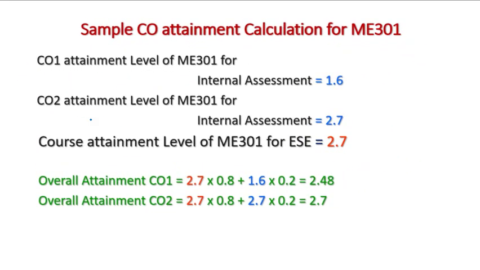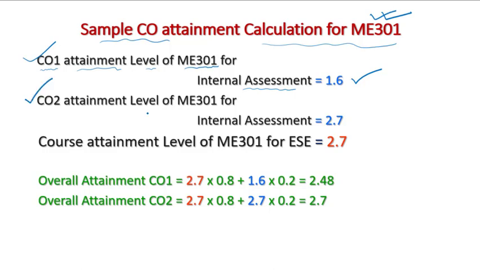Now the sample calculation for this subject. We are considering this subject only. So you can rewind this video and you can see that the CO1 attainment level for this course in internal assessment was 1.6 for CO1, and CO2 attainment level was 2.7. From the class test it was calculated. Again, for board examination, the course attainment level of this is 2.7.